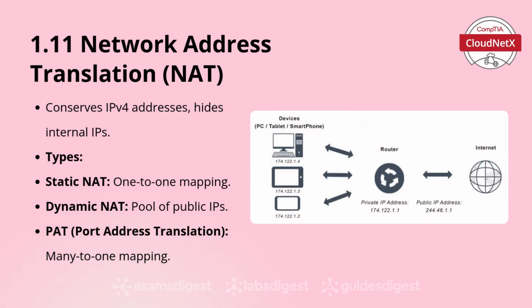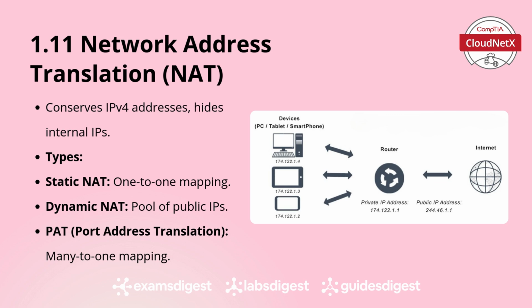But what if you're running out of public IP addresses? That's where Network Address Translation, or NAT, comes in. NAT allows multiple devices on a private network to share a single public IP address, conserving the address space.